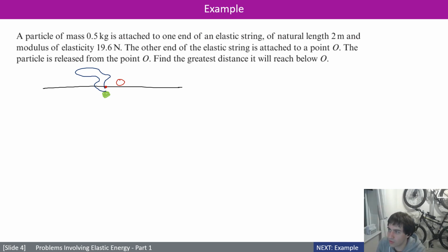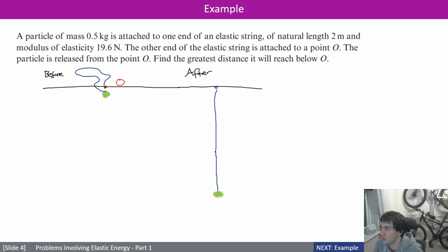So let's do our before and after. So this is before, and this is after. This object is released, and that string is going to become taut. And not only that, it's also going to stretch a little bit until it gets to a point where this object, this mass, reaches its greatest point of displacement from the ceiling, effectively. So that's the question: what is that distance there?